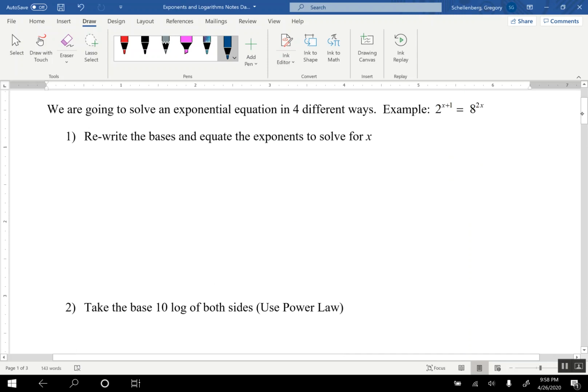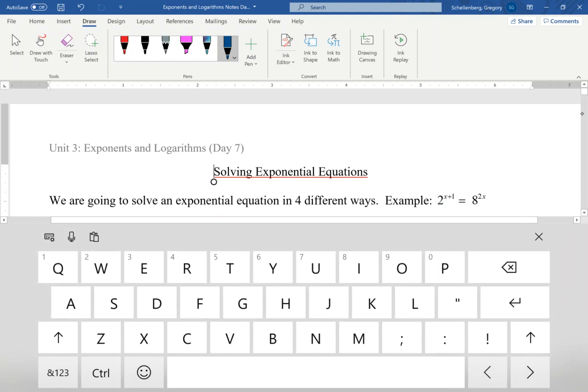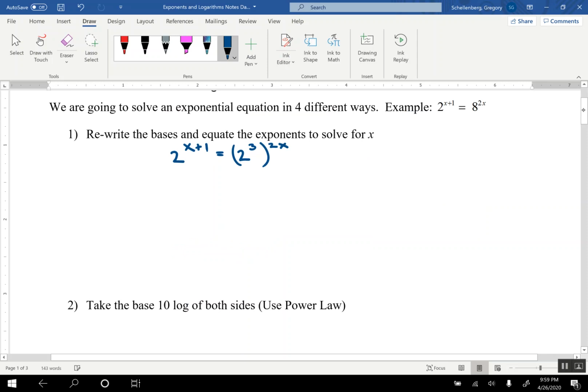So no need to do anything to the left-hand side. We've got 2 to the power of x plus 1. But on the right-hand side, we're going to rewrite 8 as 2 cubed. So we've got 2 cubed, and we are raising that to the power of 2x.